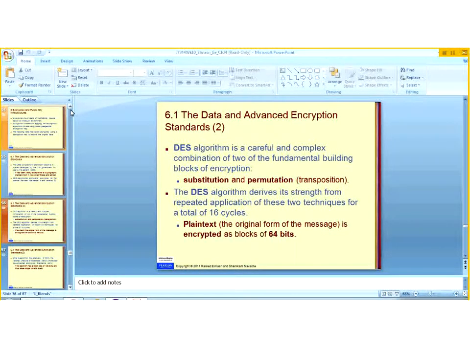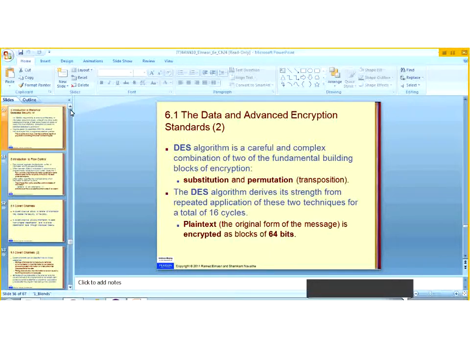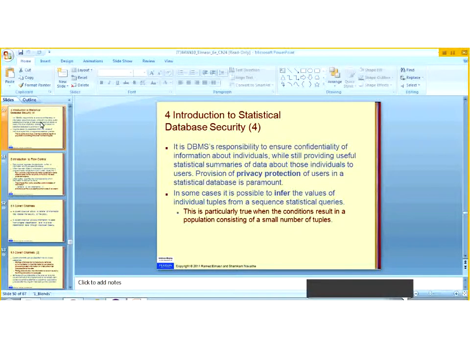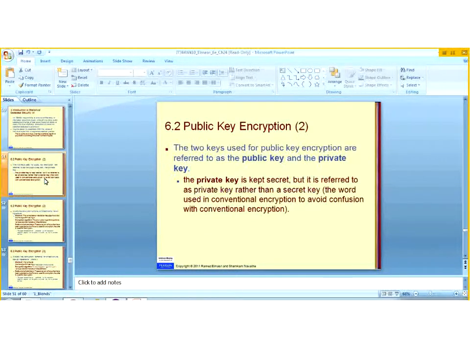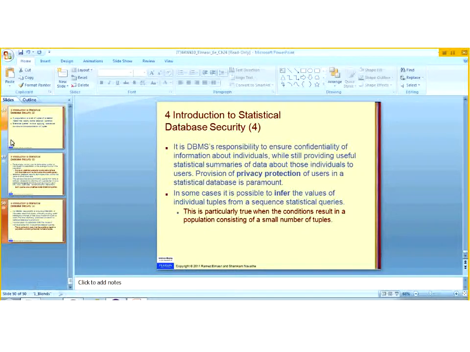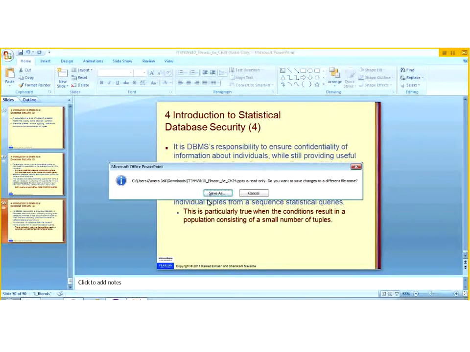Okay, I have moved ahead. These topics are not part of our content, although I have told you about flow control and covert channels as well. But the topics till slide number 50 are included in your course. The rest of the topics are not included. So this is the last slide, number 50, Introduction to Statistical Database Security. The remaining topics are not part of this. Although you know about encryption now, topics till slide number 50 are part of the course.